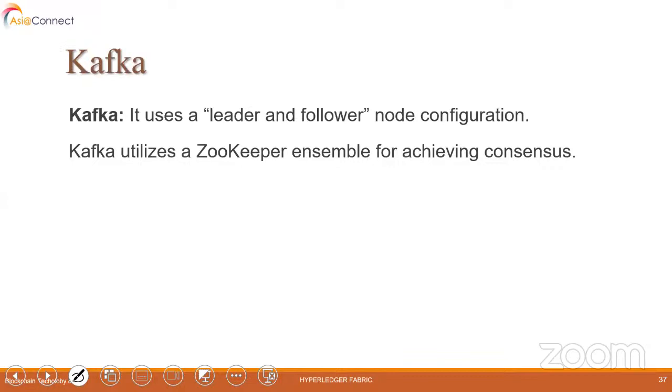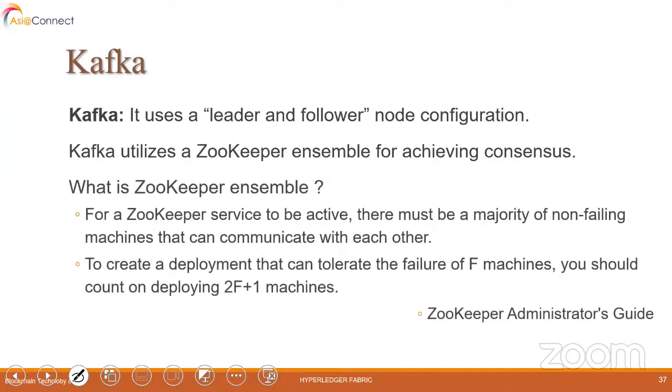So in leader and follower, this does not happen actually. People are selected in a pseudo-random way so that everybody gets a chance as a leader and others become followers. Normally this is what happens, right? So what is zookeeper? I'm saying here that Kafka utilizes a zookeeper ensemble for achieving consensus. So what is zookeeper ensemble?